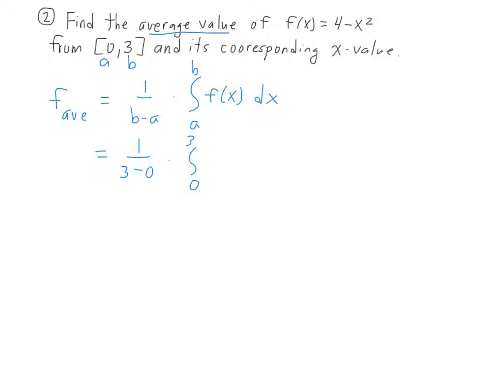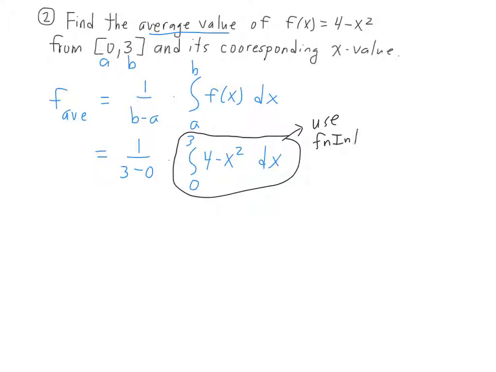So let's throw in our function here of 4 minus x squared. And for now, we are just going to use fnInt in our calculator to evaluate that. So just a little note, use fnInt for now. If we do that in the calculator, you're going to get a nice clean answer of 3, which means when we multiply that by the 1/3, we're going to get 1. So 1 is the average value that we would have for the height of our rectangle.